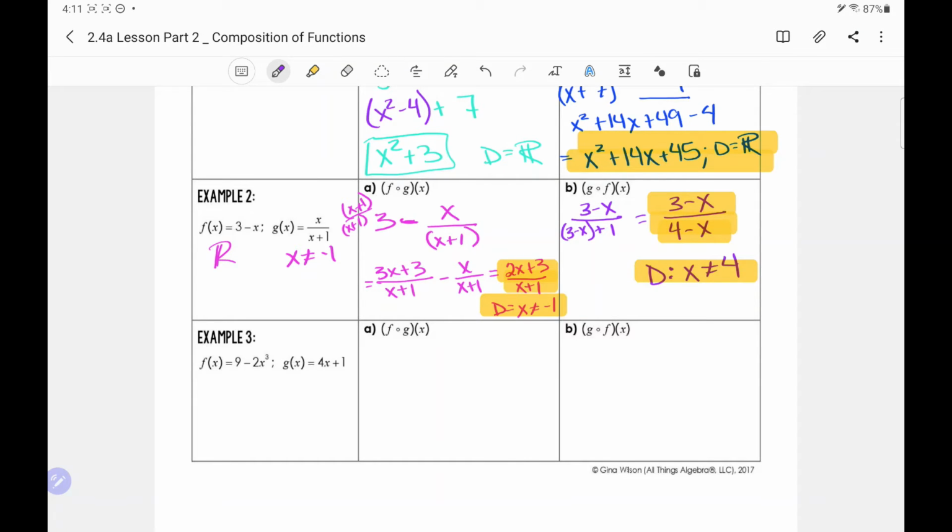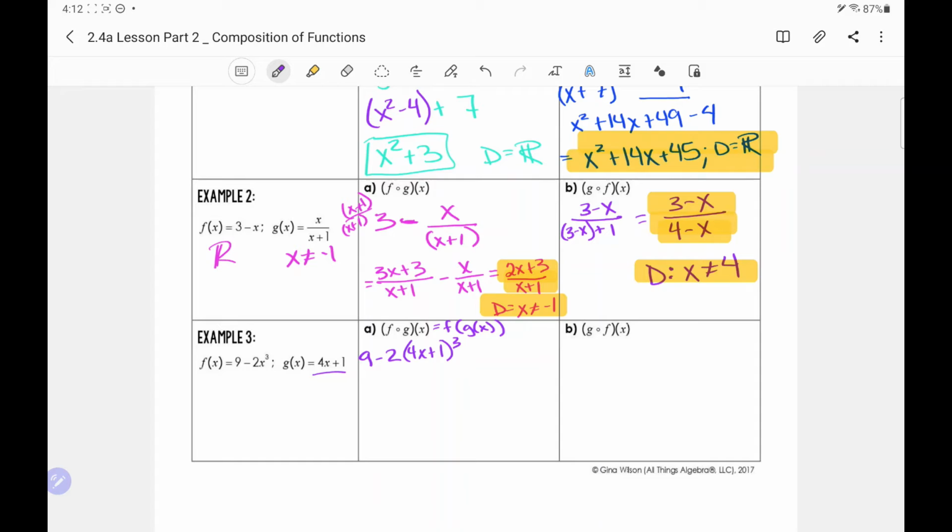Okay, hopefully you've paused. If you just weren't sure where to get started, go ahead and get started with me and then pause and try to finish up. We see f of g of x, and if it helps you to rewrite it like this to know which function comes on the inside or the outside, that's fine. So for f, I've got 9 minus 2x cubed. But what's happening? I'm plugging in g of x. So this one's going to be kind of a big substitution. I'm going to have 4x plus 1 cubed, right?